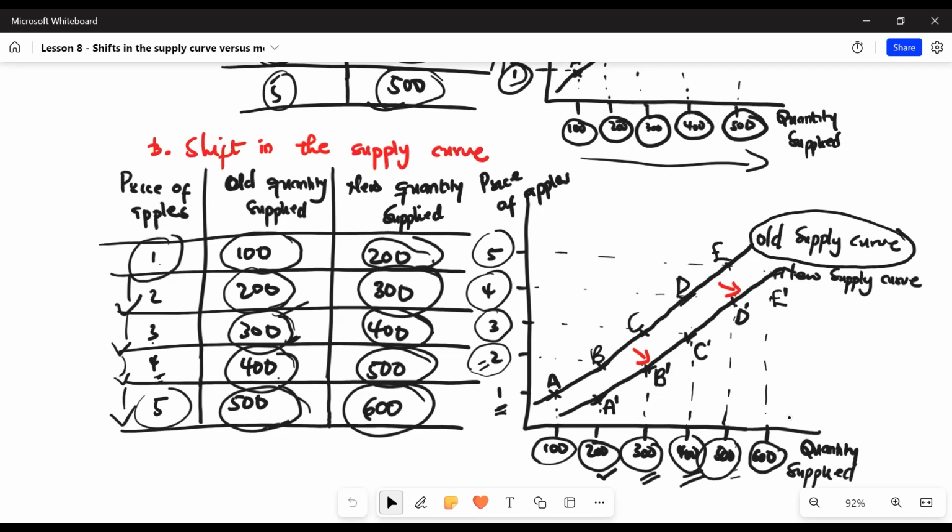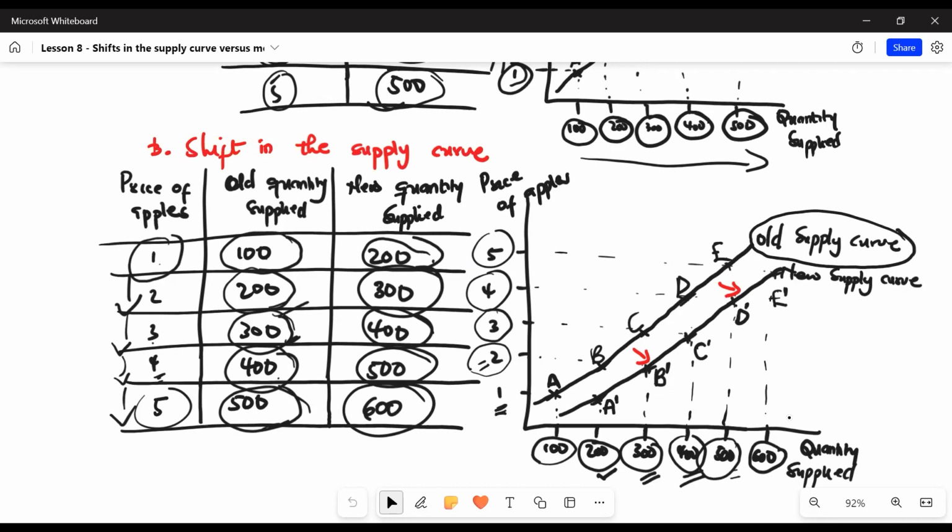Now, the factors that shift the supply curve, we've discussed this in detail in our previous lesson. But just a recap, the factors include the supplier's expectations, input prices, technology, and number of suppliers. So any change in any of these factors can shift the supply curve to the left or to the right. But the only thing that causes a movement along the supply curve is changes in the price of the good that is being sold.